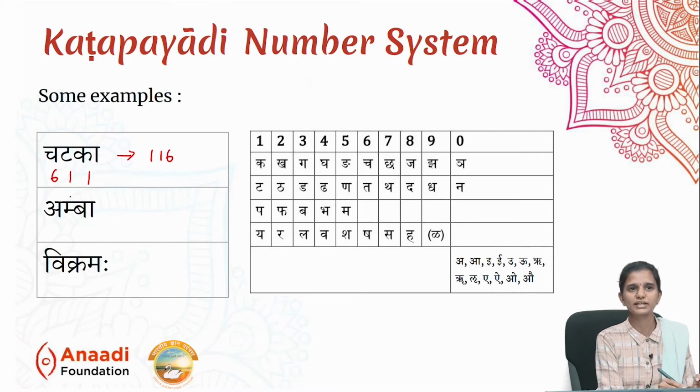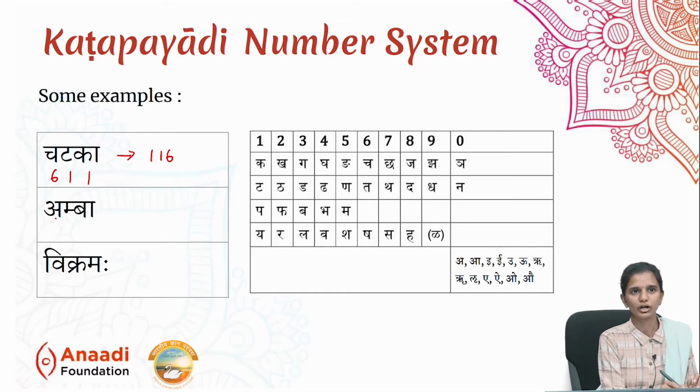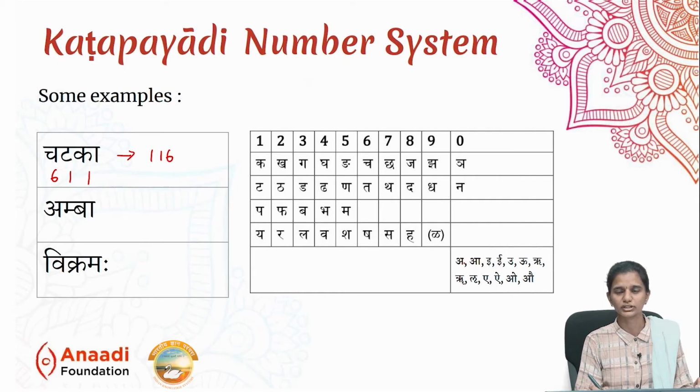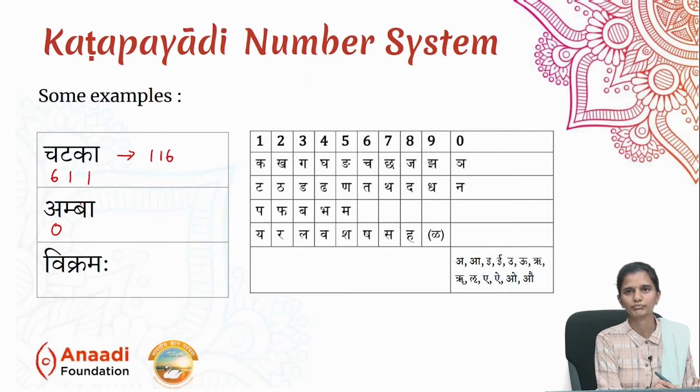Then, the second word is amba. Amba means mother. This is a standalone vowel, right? So, when the vowels stand alone, then the value will be 0. So, we will write 0. And then, here we have im, that is a consonant which is not combined with any vowel. So, we can easily ignore this.